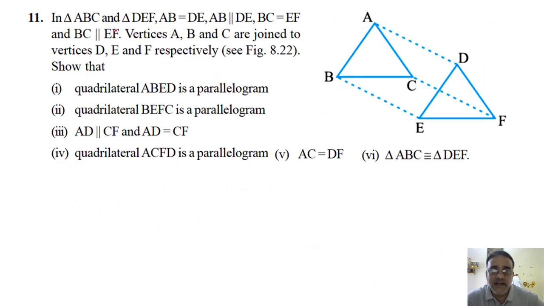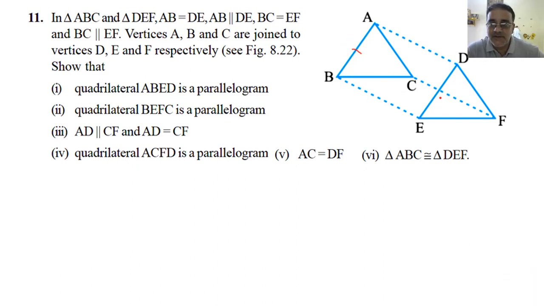So the 10th question is done. Now we'll move towards question number 11. In triangle ABC and triangle DEF, AB is equal to DE and AB is parallel to DE. Second, BC is equal to EF and BC is parallel to EF. Vertices A, B, C are joined to vertices D, E, F respectively. See this figure. We have to show first that ABED is a parallelogram.